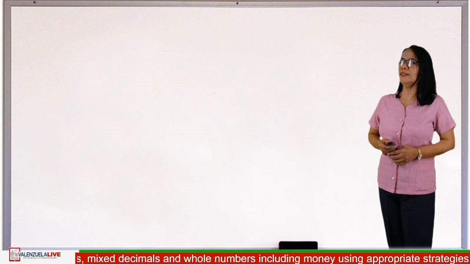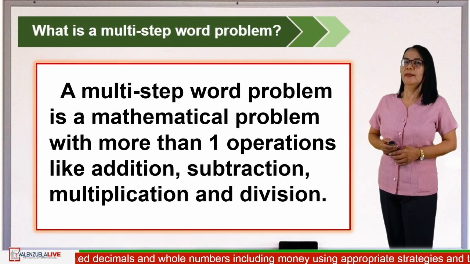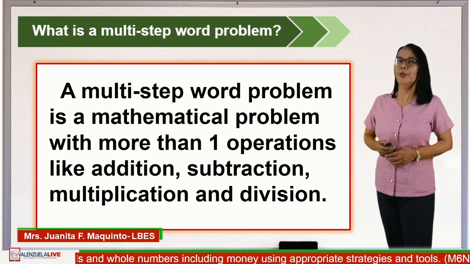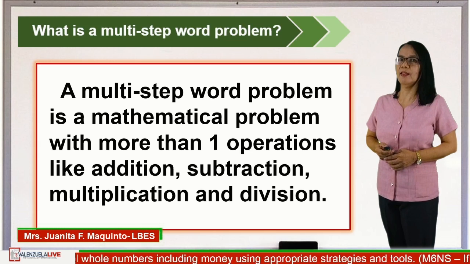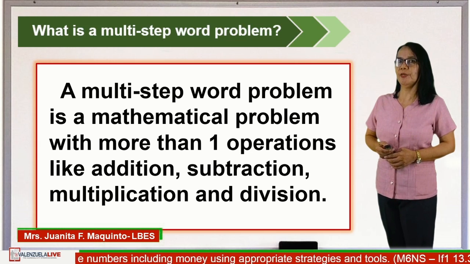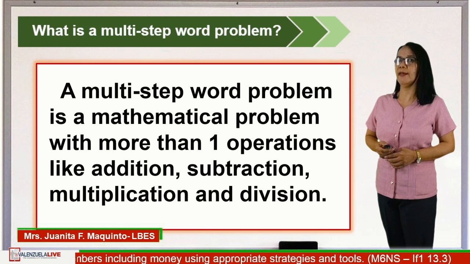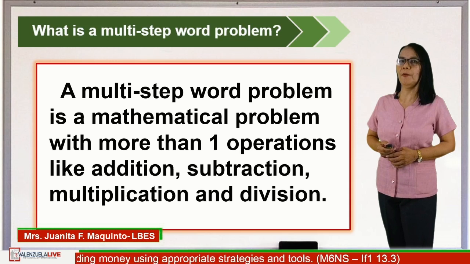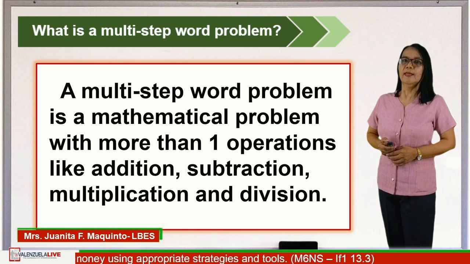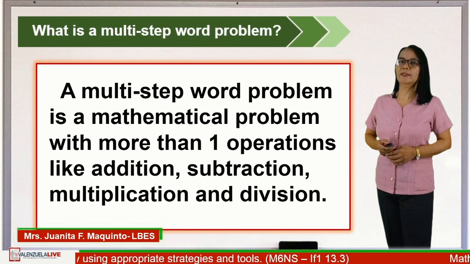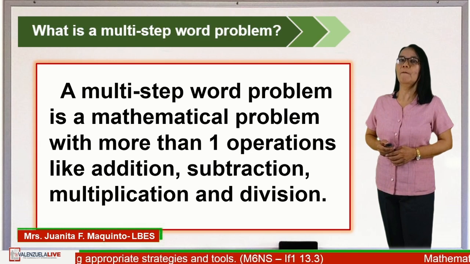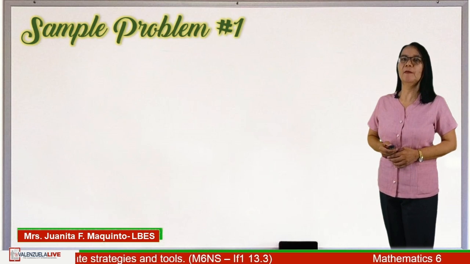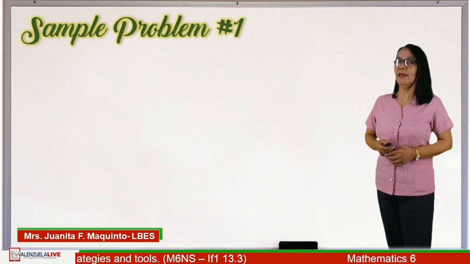What is a multi-step word problem? A multi-step word problem is a mathematical problem with more than one operation, like addition, subtraction, multiplication, and division. And you must solve it in the correct order of operations. In this lesson, we will focus on addition, subtraction, and multiplication. Now, let's have our first problem. Read and analyze.